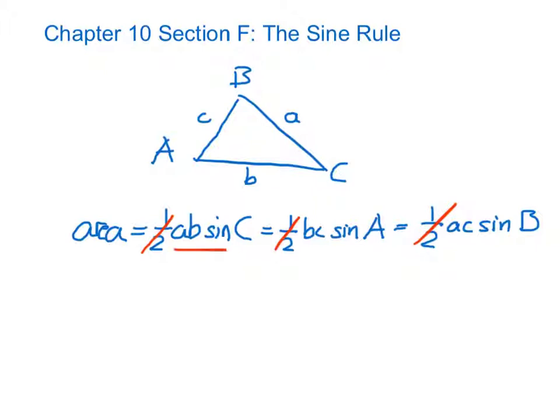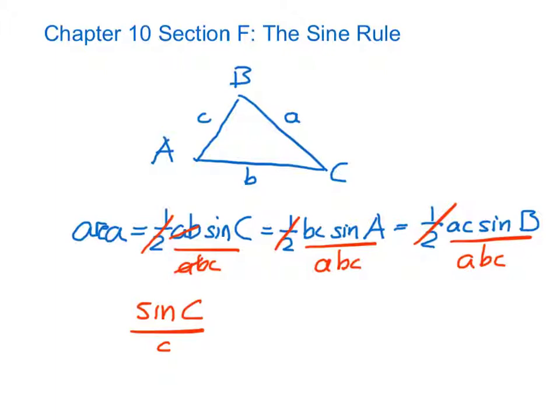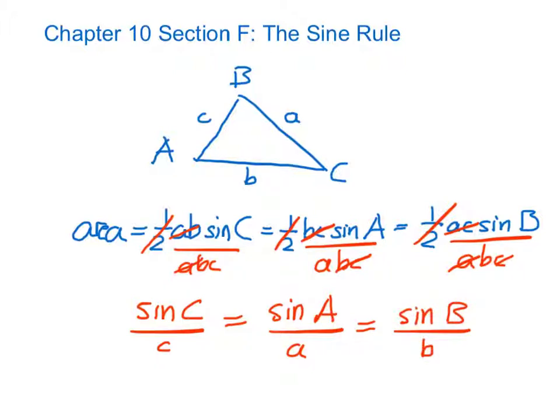Now if I decide to divide each of these expressions by abc, I can further simplify each expression. In the first, I can get rid of the ab's, and I'm left with sine C over the length of side c. Likewise, in the second expression, I can get rid of the bc's, and I'm left with sine A over the length of side a. And the last one is sine of angle B over the length of side b.